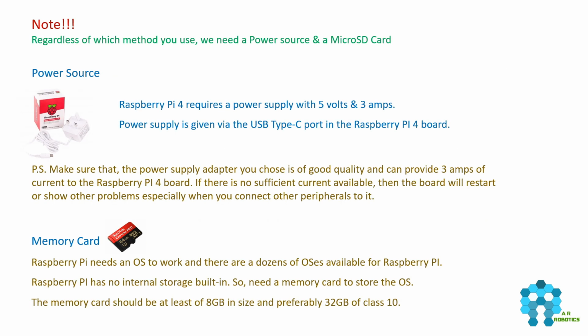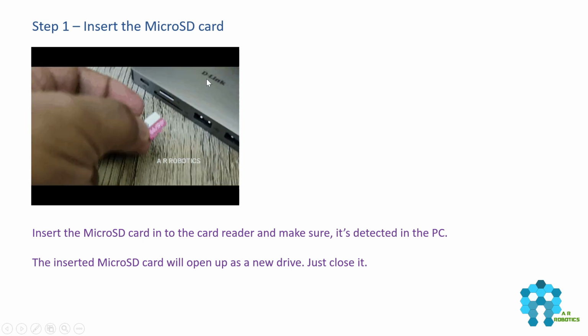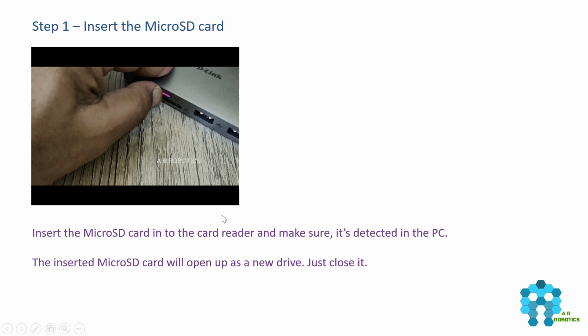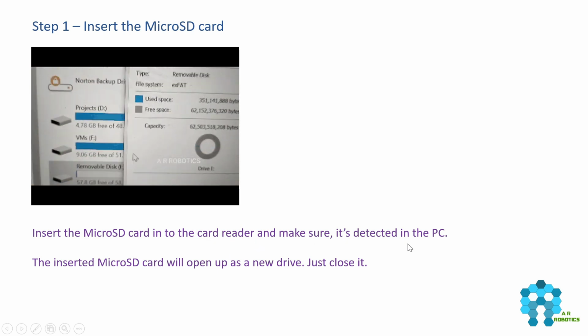So regardless of which method you use, we need a power source and a micro SD card. You need these two things for setting up our Raspberry Pi. So let's start using the normal method. If your laptop does not contain a built-in micro SD card reader, then you have to use an external card reader like the one shown in this image below. And we need a micro SD card like I have discussed in the previous slide. First we need to insert the micro SD card in the card reader and the PC will detect it.